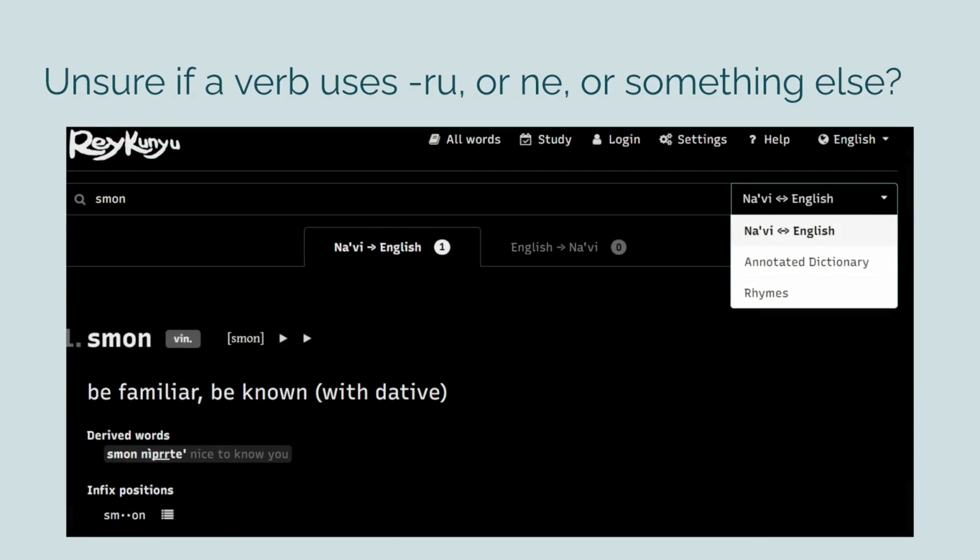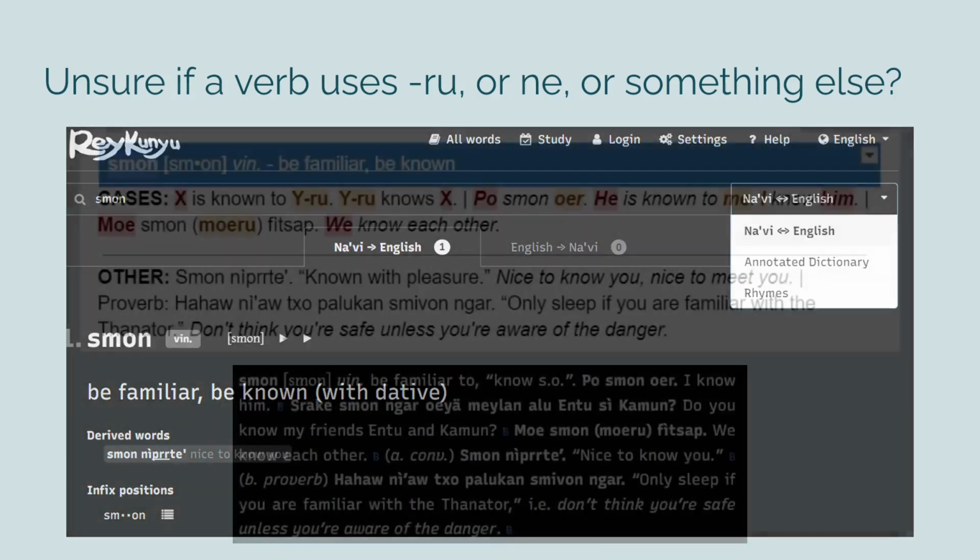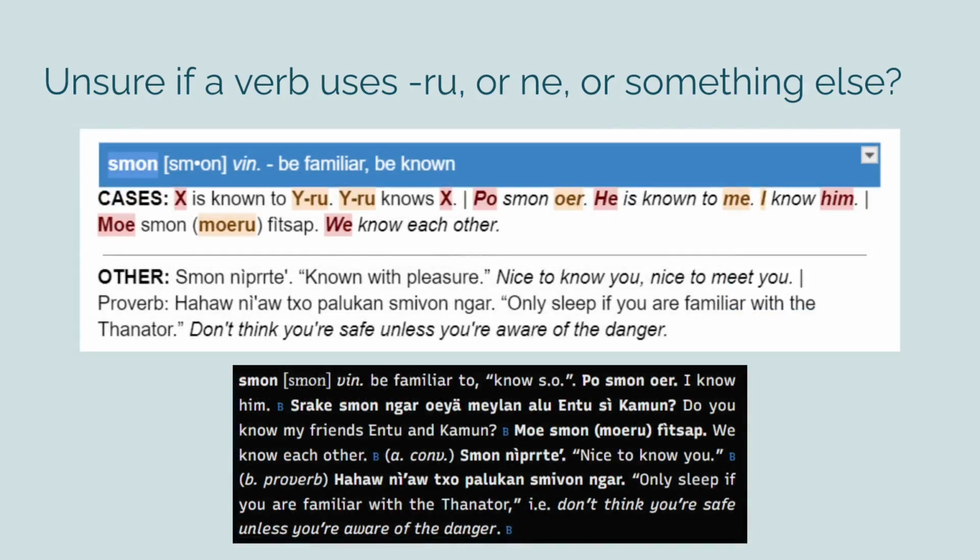The entire dictionary also is included in Reikuniu. So when you look on the website for a word, then you can use the drop-down menu to switch to the entire dictionary. And actually the screenshot from the entire dictionary here is taken from Reikuniu, so I honestly mostly use the entire dictionary through Reikuniu because I'm lazy.